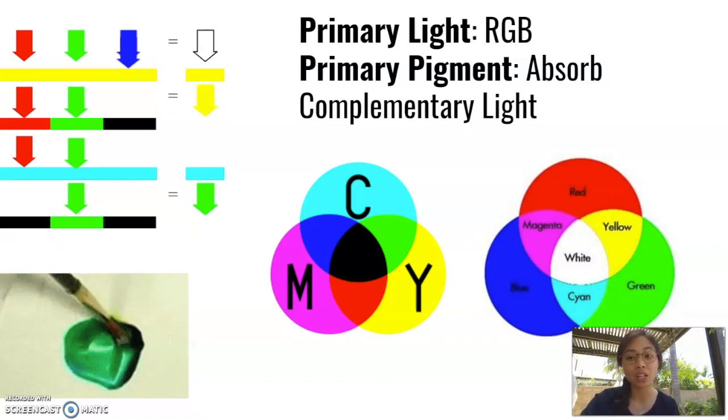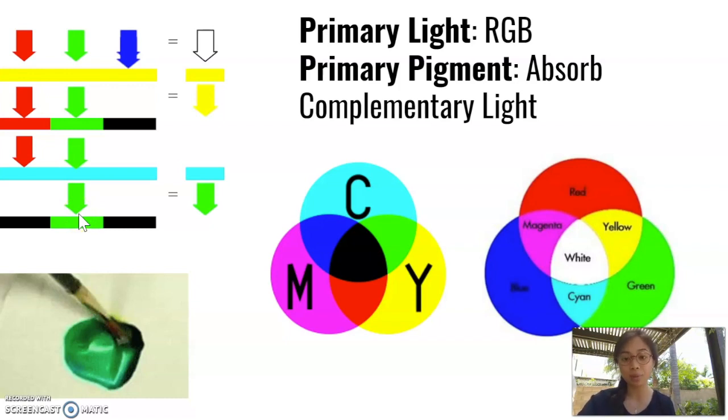What about adding yellow and cyan? Again, yellow absorbs its complementary color of blue, so beyond yellow, blue is no longer reflected, while cyan absorbs its complementary color of red. Therefore, beyond cyan, red is no longer reflected. The only color that is left is green, and green is reflected, and so yellow and cyan gives us green.